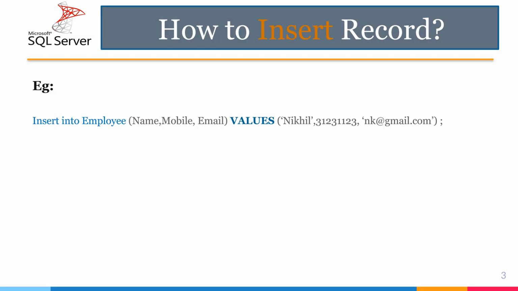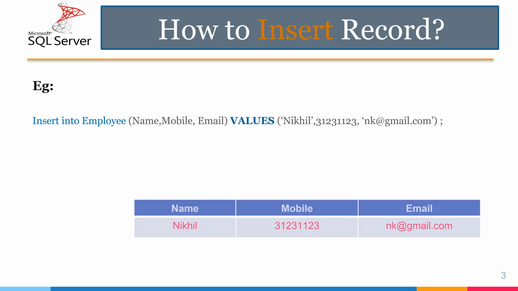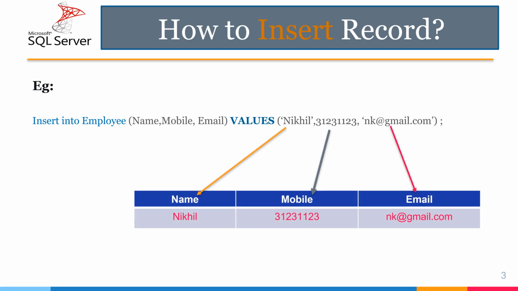See the example here. INSERT INTO employee, where employee is the table. Name, mobile, email are the fields of the table. And the values, Nikhil, the mobile number and the email ID, are the actual values for the table. This way the data will get saved in the table.